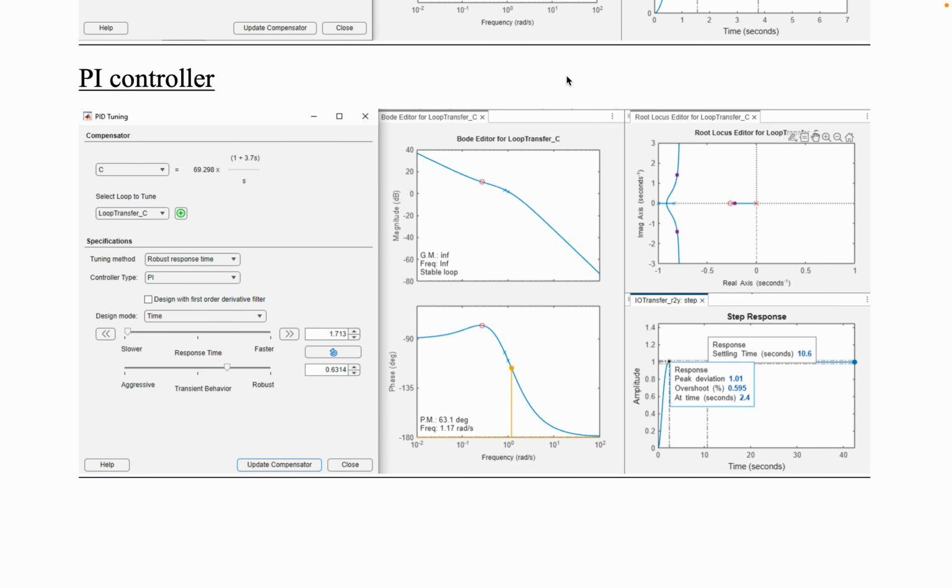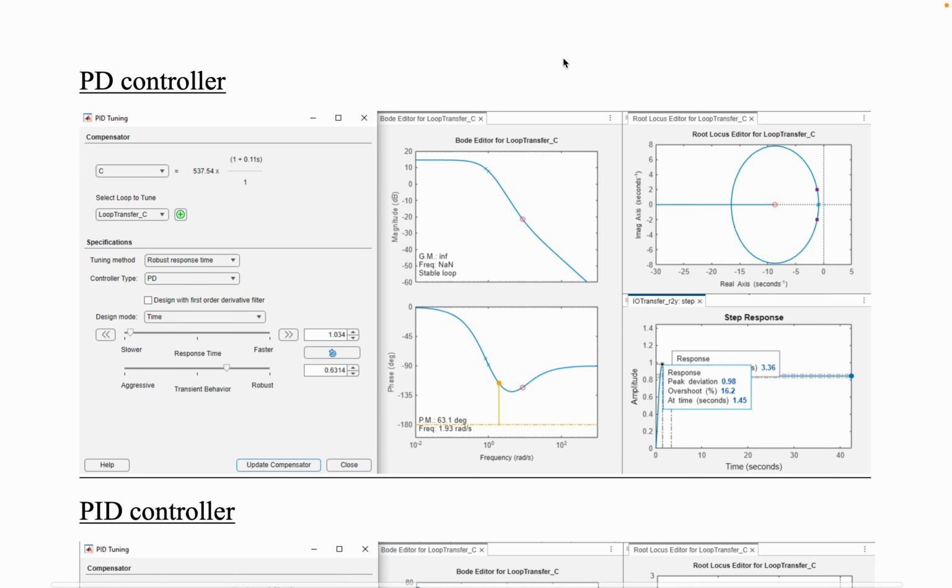For the PI controller, the step response removed the steady state error but made the response slower. In the root locus, it added a pole at the origin, which improved stability a bit, and for the Bode diagram, the controller improved low frequency gain and better tracking.